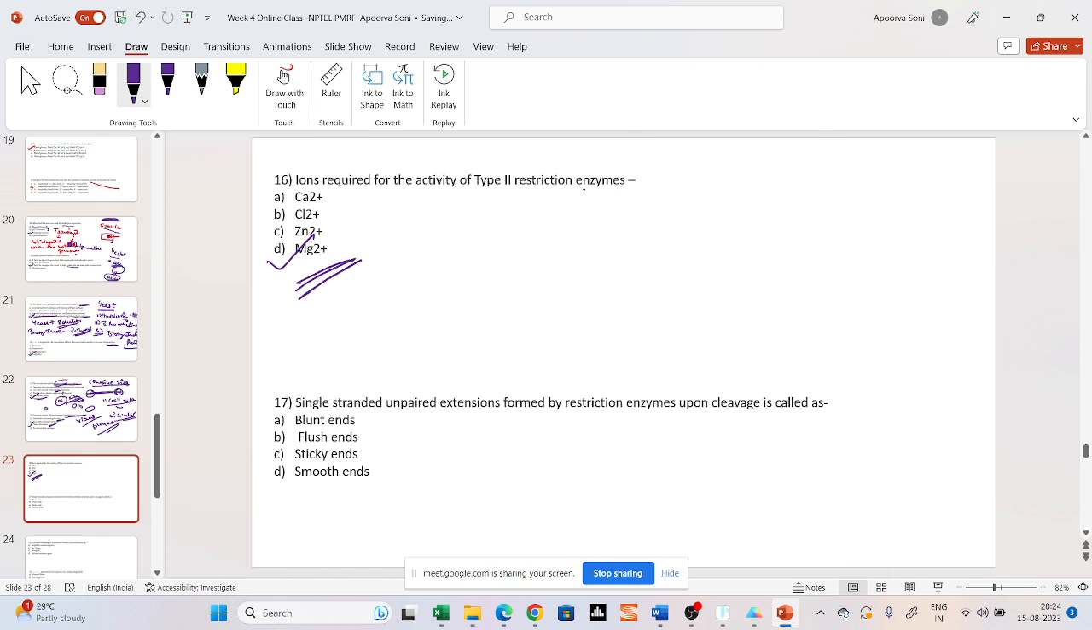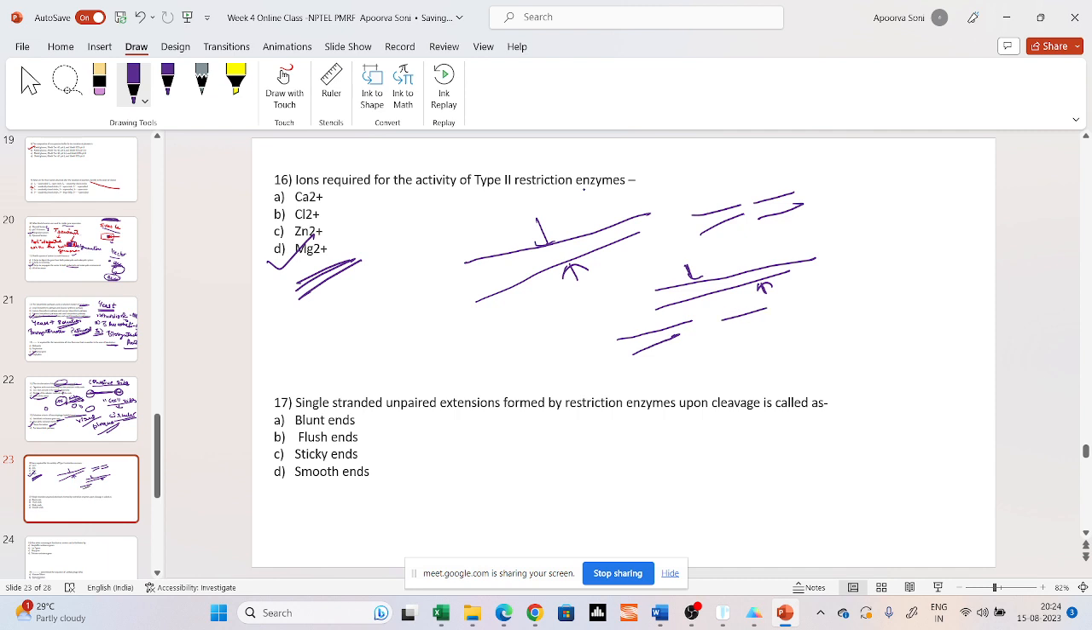Ma'am, blunt ends. No. Blunt ends can't be. Why? Because they are sticky and they are single stranded. Suppose this is your DNA, and if you are producing blunt ends, blunt ends are always double stranded. Whereas when you are digesting and producing sticky ends, there is a portion which is single stranded, this portion is single stranded. So that is why it is written single stranded unpaired. So the answer is sticky ends.